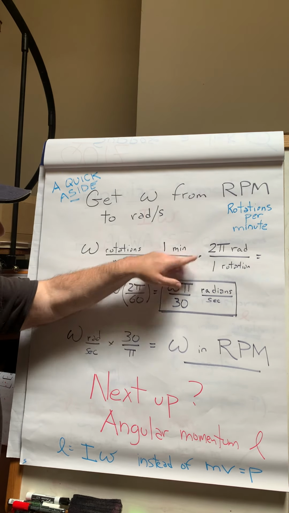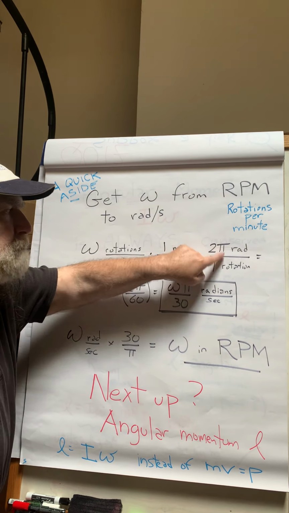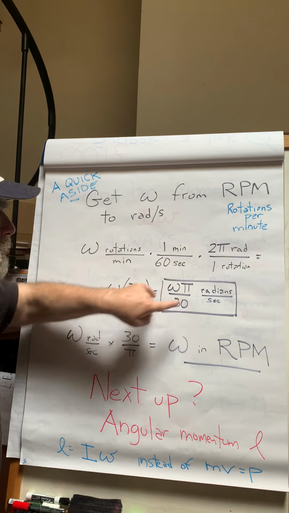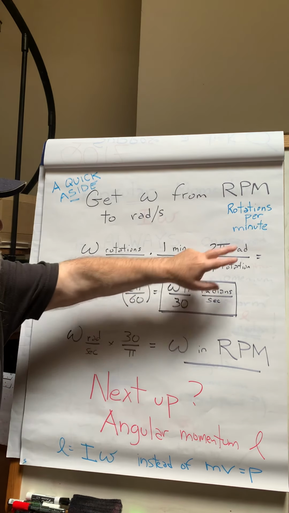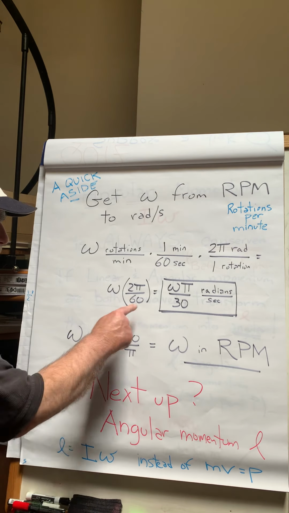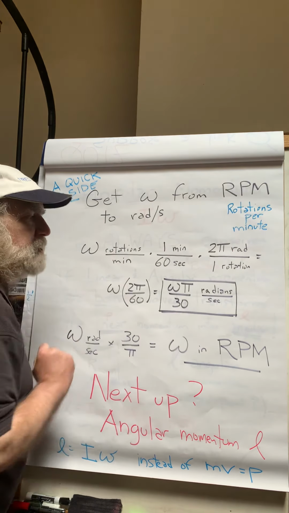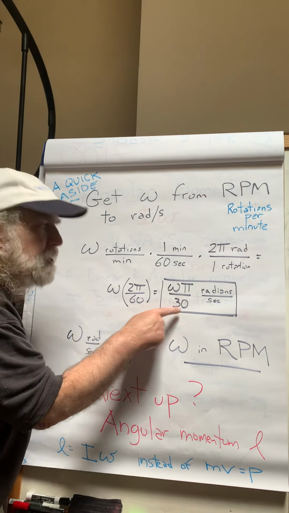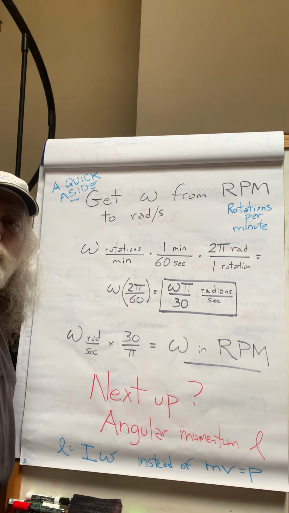Minutes on the bottom, minutes on top, so they'll cancel. 1 minute in 60 seconds. 2 pi radians in one rotation. Rotations cancel, minutes cancel. We're in radians per second if we multiply by 2 pi over 60, which is pi over 30. So if you multiply omega in RPMs, rotations per minute, by pi over 30, you'll get it to radians per second.